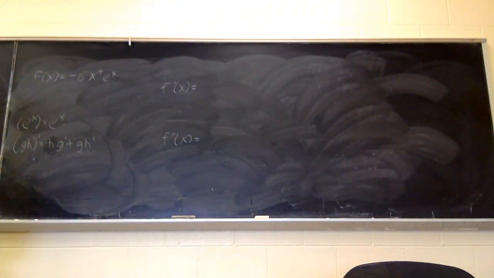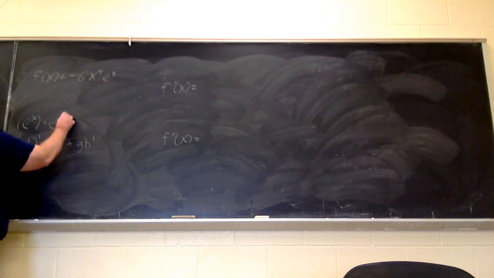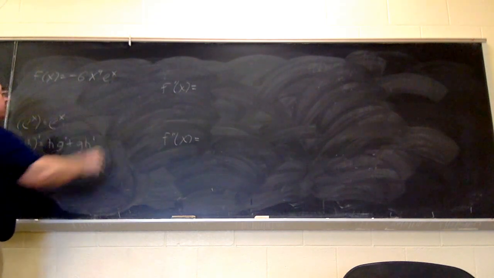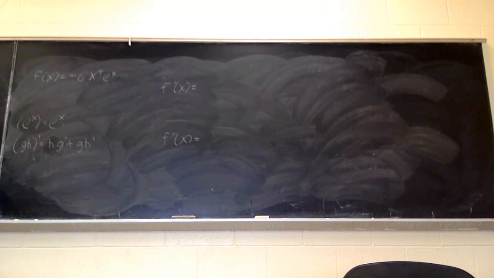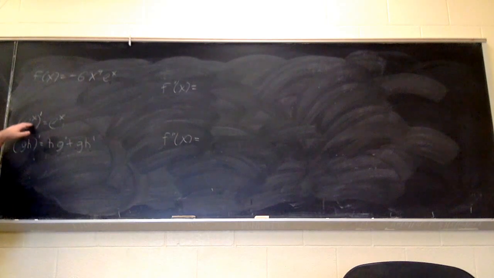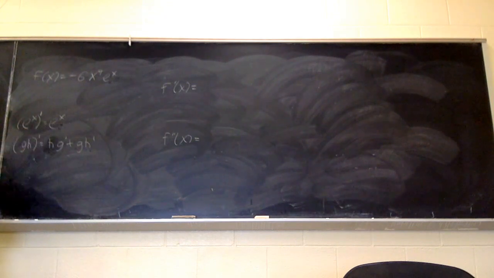Okay, in this video I'm going to show you how to take derivatives of functions involving the natural exponential function, which is e to the x. The natural exponential function is actually the easiest function to take a derivative of. Its derivative, e to the x prime, is itself. So the derivative of e to the x is e to the x.